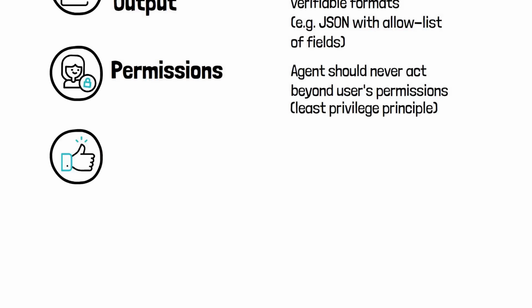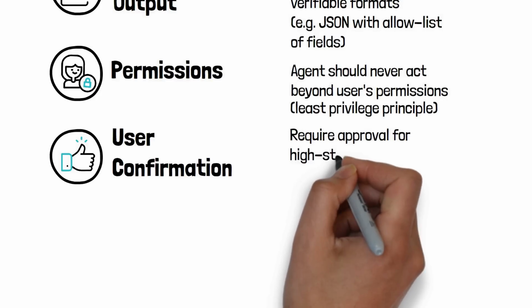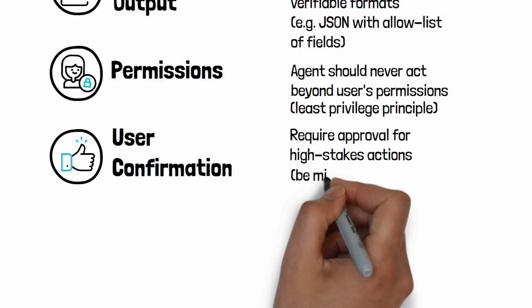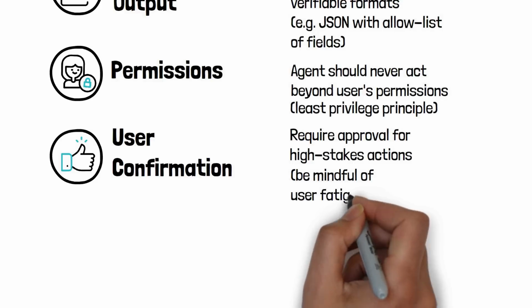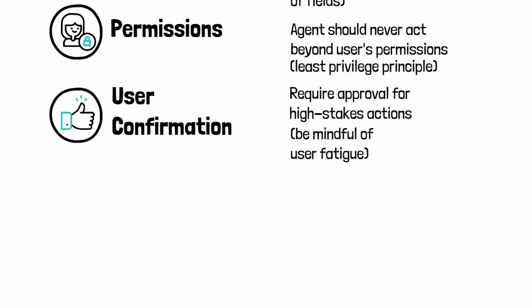Then there's user confirmation, which is a useful safety net. That is, having the user review and approve high-stake actions before they're executed. The catch here is that too many of these checks can lead to fatigue. If you nag the user every time, they stop paying attention. So it has to be done carefully. Batch confirmation, summarized clearly to reduce friction.